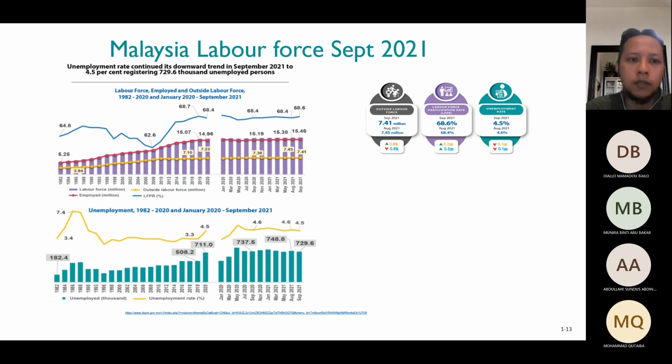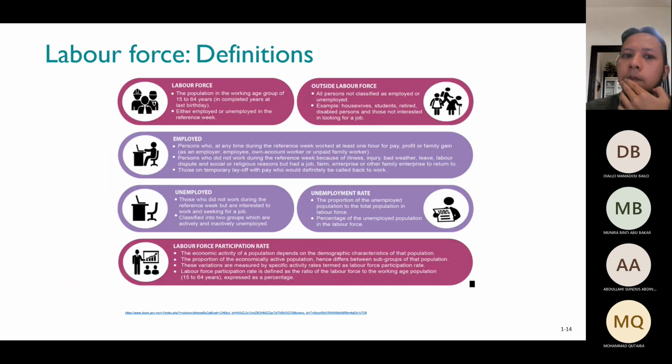Yeah, so here we have the figures. Here in 2021 we had around 4.5% unemployment. So this was quite high historically. What else? They also provide the definition in terms of labor force, outside labor force, employed, unemployed, unemployment rate, and labor force participation. So you can see this in the Department of Statistics website.